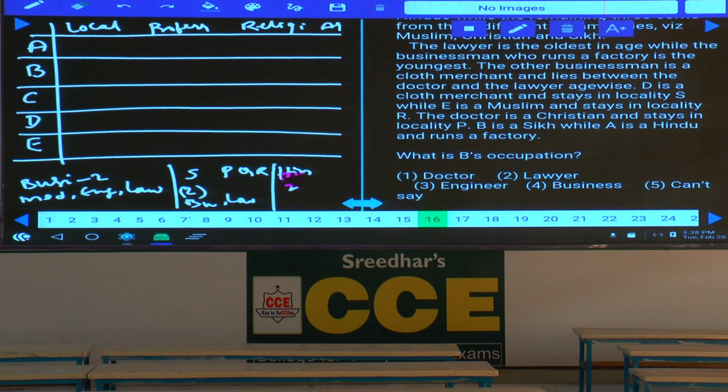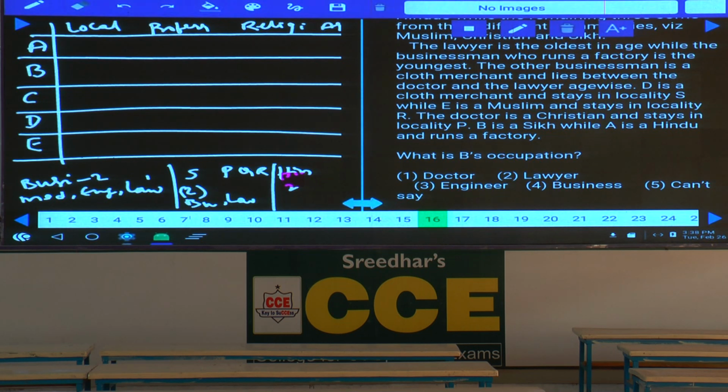Then coming to the first information, the lawyer is the oldest in age. Lawyer is the oldest in age means, now let us take 1 is the eldest, 5 is the youngest. Lawyer is the eldest, while the businessman who runs a factory is the youngest. There are 2 businessmen. One is a businessman who runs a factory, and there is one more. The businessman who runs a factory is the youngest, that is the 5.